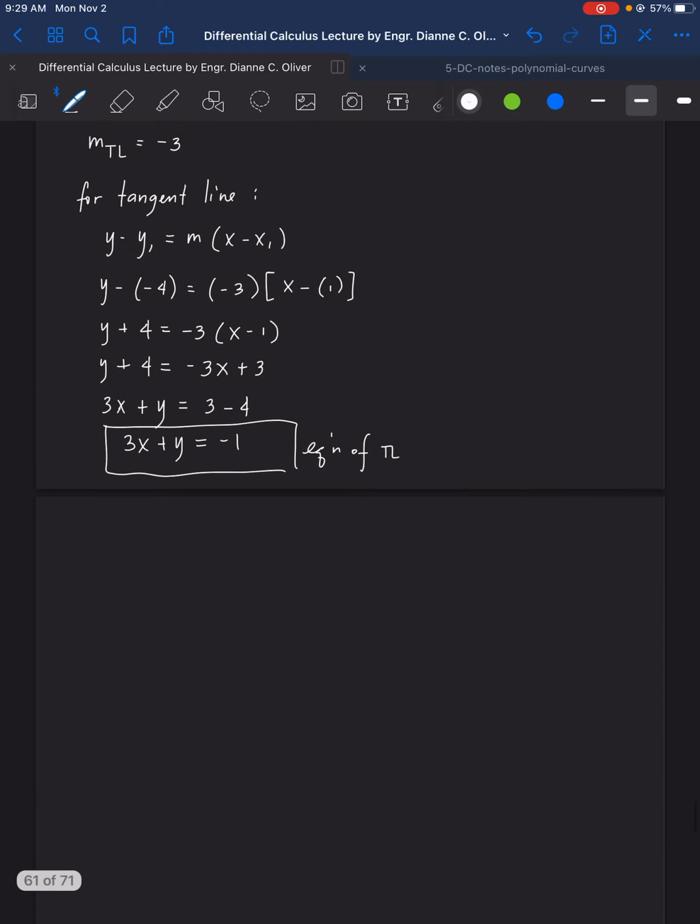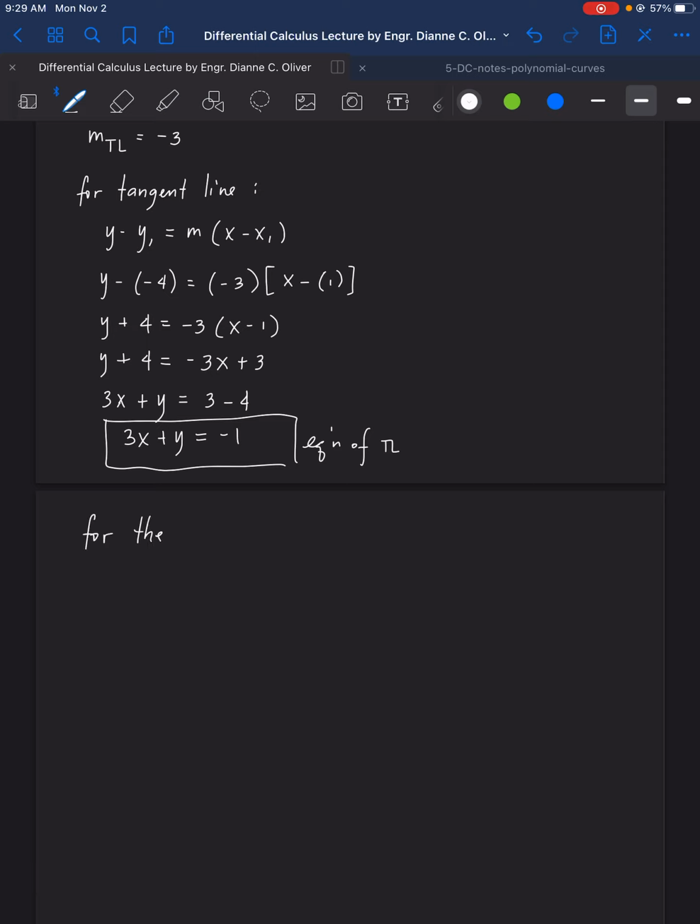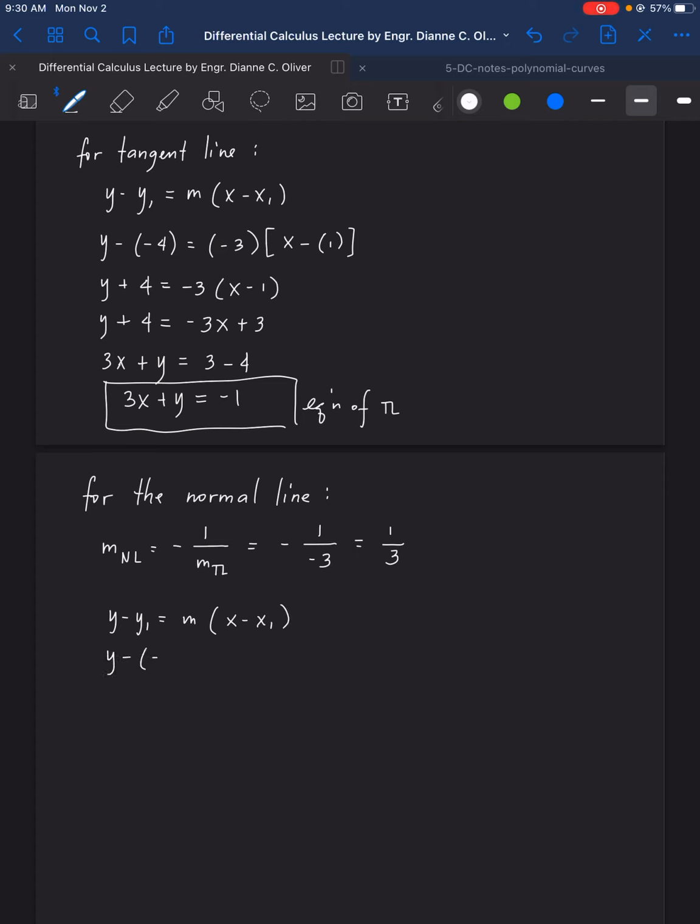Now for the normal line, again, how did we define the slope of the normal line? The normal line slope is the negative reciprocal of the slope of the tangent line. So that is equal to negative 1 over negative 3, and that becomes 1/3. So 1/3 is the slope of the normal line. Then again, using the point slope form, y minus y1 equals slope times x minus x1, our y1 is negative 4, and the slope of the normal line is 1/3.